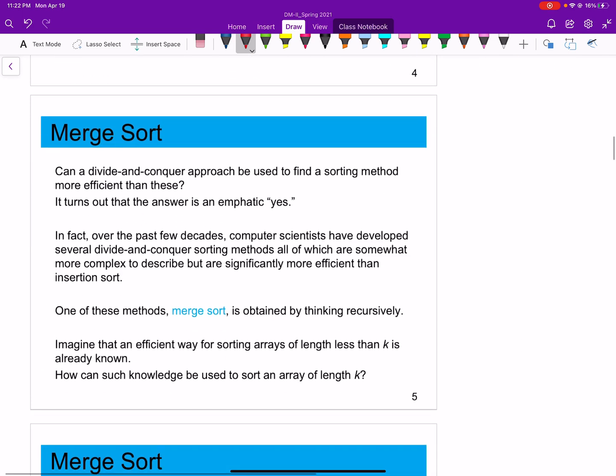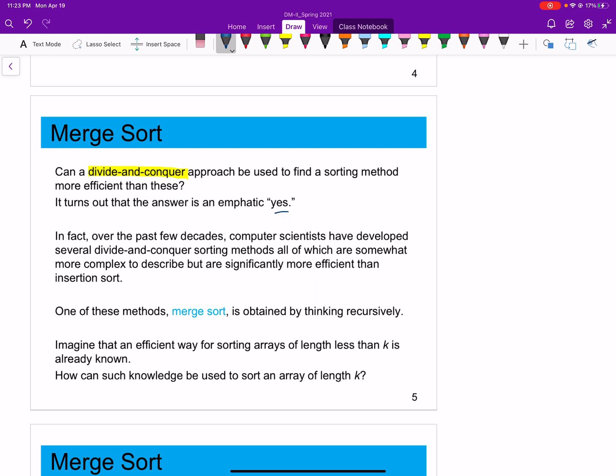All right, now let's go to the next sorting method that we're going to learn in this class, which is merge sort. The approach in the merge sort is called divide and conquer. Can a divide and conquer approach be used to find a sorting method more efficient than this? All right, the answer is yes. So we are going to find a divide and conquer method for sorting. That is the merge sort that we're going to learn here.